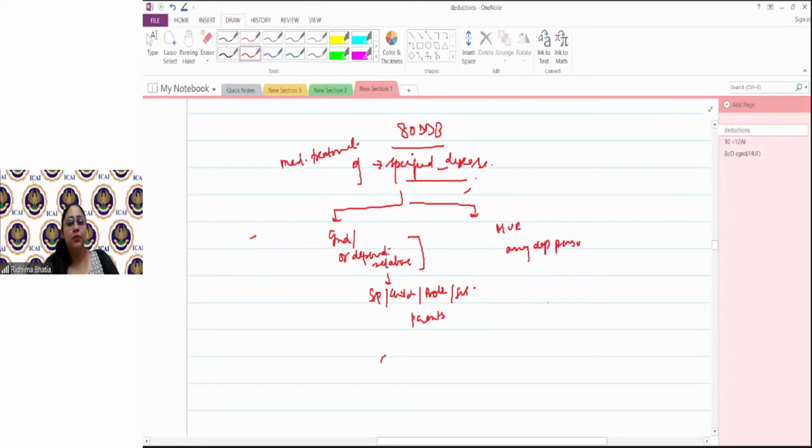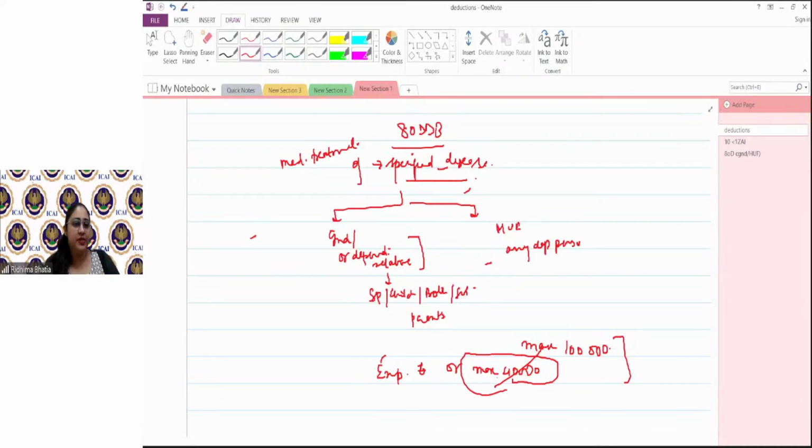Next question comes, ma'am, what is the expenditure? What is the deduction here? The deduction here is the expenditure amount or maximum 40,000. But if the patient we are talking about, for whom the specified disease treatment has been taken care of, is a senior citizen, then instead of 40,000, this would be maximum 1 lakh. Okay. So expenditure amount or the 40,000 limit, whichever is lower.